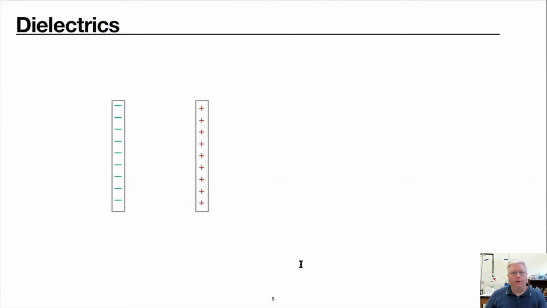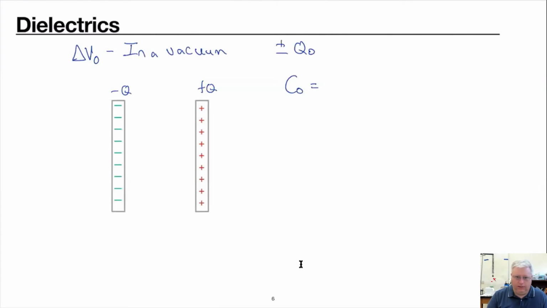And so when the capacitor is fully charged, we represent the potential difference as delta V with a subscript 0, so delta V naught. This is just how we represent the potential difference in a vacuum. And then the charge on the plates, we'll have plus Q here, minus Q here, so the charge will just be plus or minus Q naught. And then the capacitance is Q naught over delta V naught.